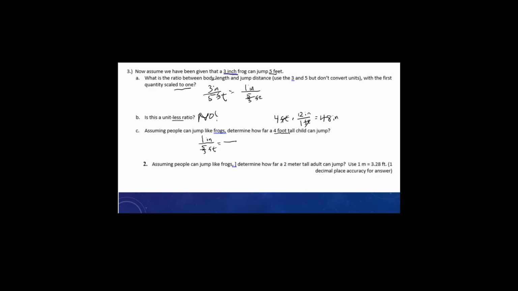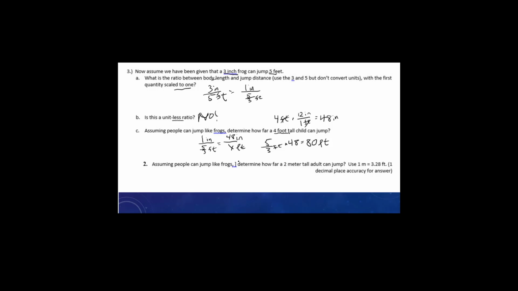So down here I can go 48 inches is to X feet. And you can either cross multiply or divide, or I can multiply the top by 48 and multiply the bottom by 48. And if you did that correctly, you would get 80 feet. So you can see it's easier to work with when you have unitless scales a lot of times.